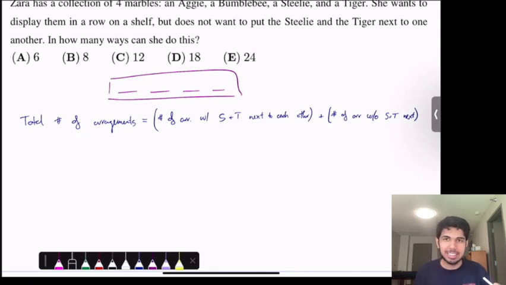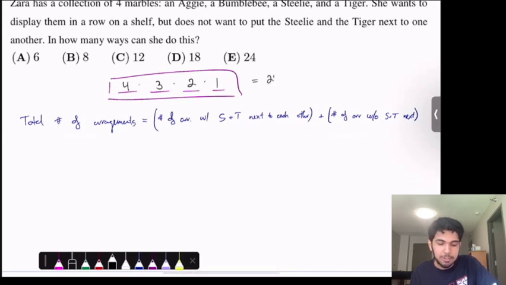We have 4 distinct items. So let's try to fill in our spaces. We have 4 options for the first item. It could be any of the 4 items that we put in the first spot on the shelf. Once we put that item, we can't use it again. So in the second spot, there's only 3 items left to place. So there's 3 options for the second place. Now we've used 2 of our items, there's only 2 left, so the third spot only has 2 options, and the last one is whatever's left over. So if we multiply this all together, we get 24 total ways to arrange the items.